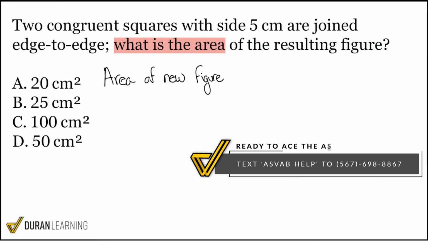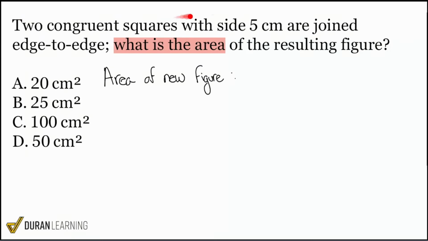Okay, sounds good. Now, let me really contextualize this. Let me understand what this prompt is saying. So 2 congruent squares with sides of 5 centimeters are joined edge to edge. Okay, let's go ahead and imagine that. When in doubt, let's draw it out. So here we go. I'm going to draw a little square over here.